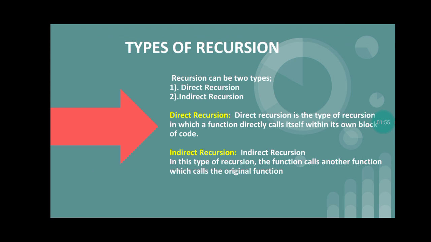Types of recursion. Recursion can be of two types: direct recursion and indirect recursion. First we will discuss direct recursion. Direct recursion is a type of recursion in which a function directly calls itself within its own block of code. Indirect recursion is where the function calls another function, which calls the original function. In direct recursion it calls itself within its own block. In indirect recursion it calls another function. This is the difference between direct recursion and indirect recursion.